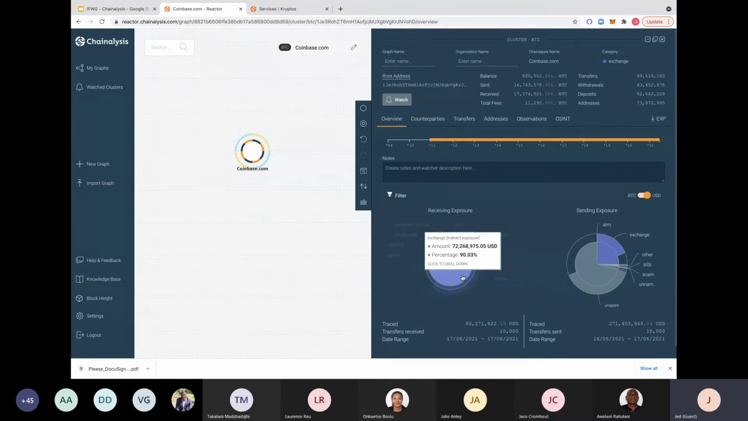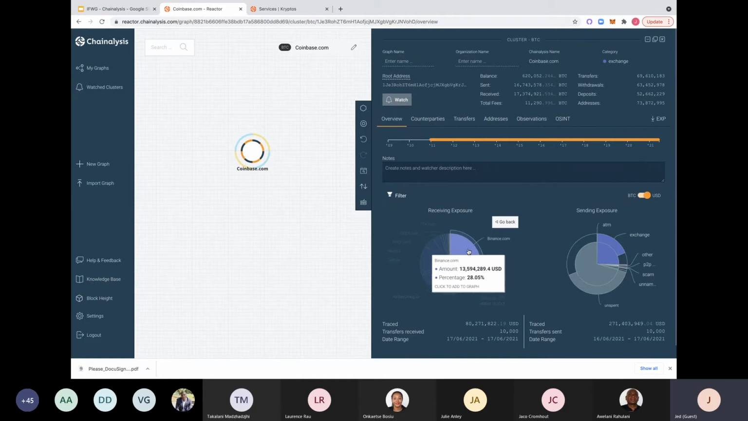And what you'll notice here is that there's two parts to the circle. We have the direct exposure on the outside. So this is if the funds come directly from another service deposited to Coinbase. And then we also track that indirect exposure as well. So what criminals and nefarious actors will do is try and move the funds through lots of different private wallet addresses to hide where the funds originated from. And that's what we track here via this indirect exposure.